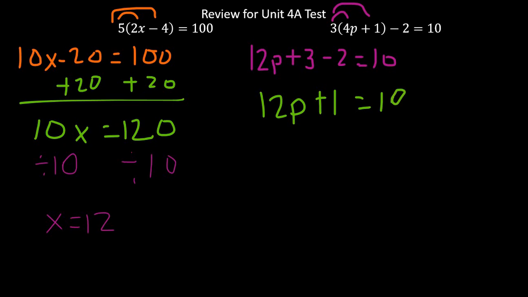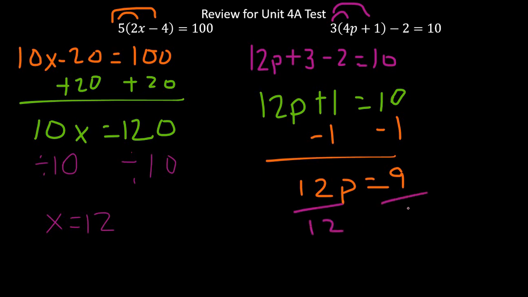Get rid of the stuff that's on the same side of the letter, but not touching it. That's the positive 1. So we subtract 1 on both sides. That's going to give us 12p equals 9. And then divide both sides by 12. And your answer then will be 0.75. And again, for all these, you really should be checking your work. And this will take care of part 1 of the test review.